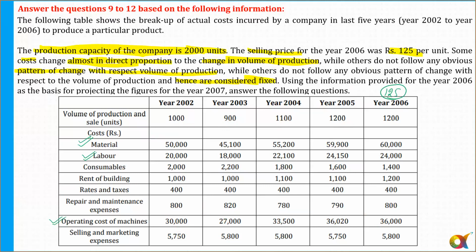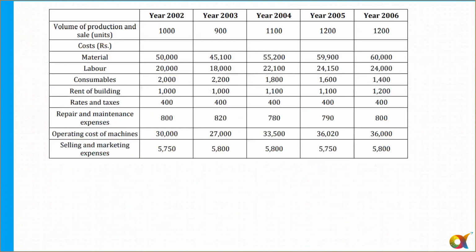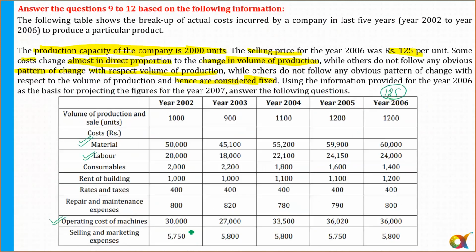And what about the other selling and marketing expenses? Are they fixed or direct? They are fixed. Almost every year it is approximately 5,800, so it is not varying with respect to the number of units. So three of the costs are direct proportions, and all the rest are fixed. Any doubts to anyone now? Please tell me.